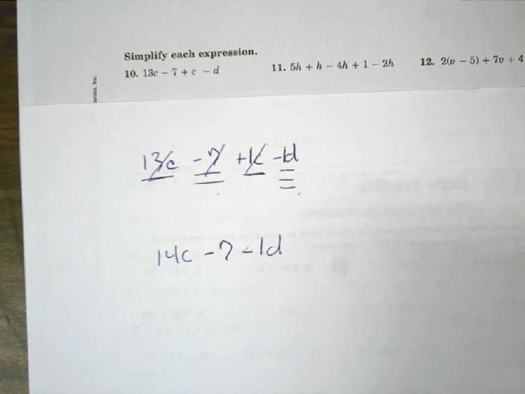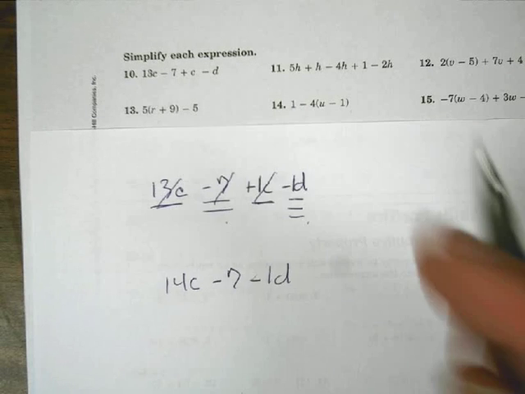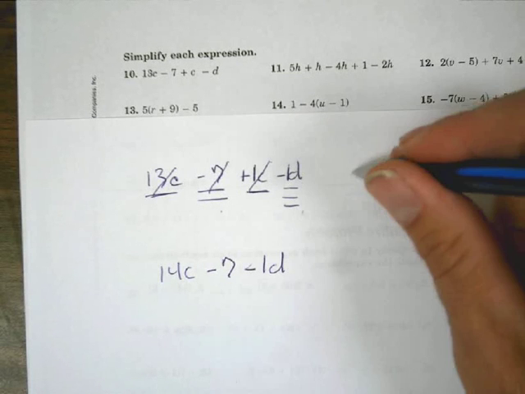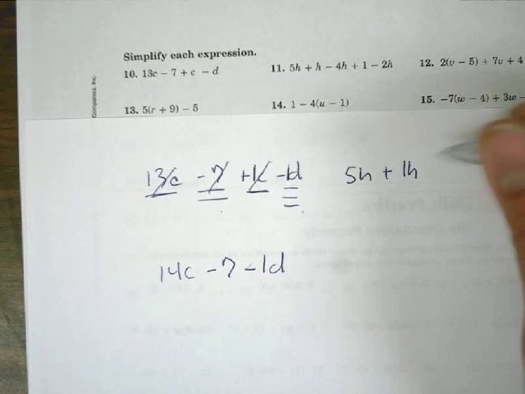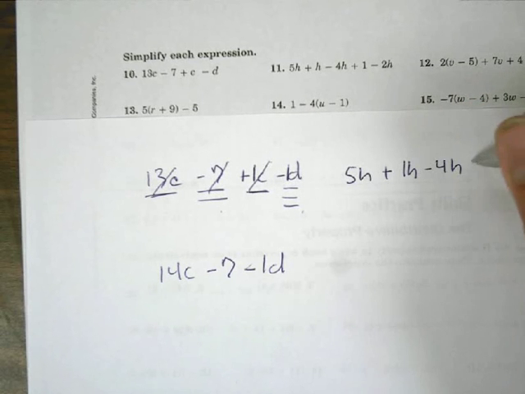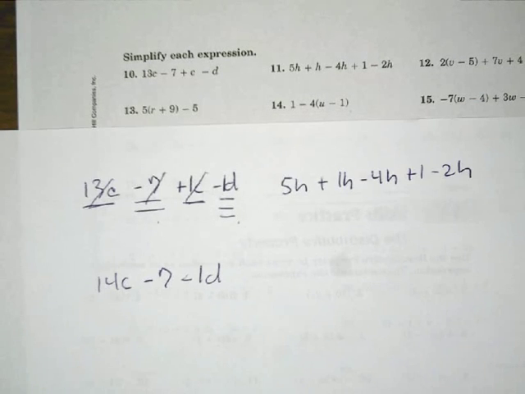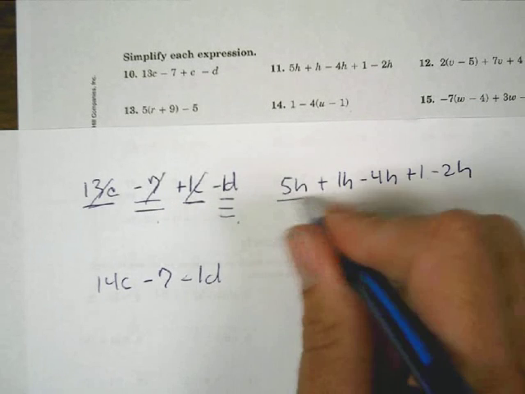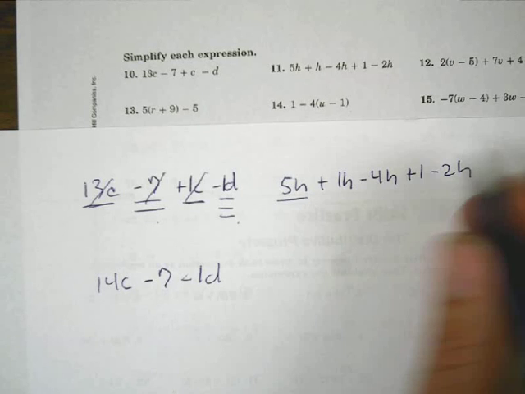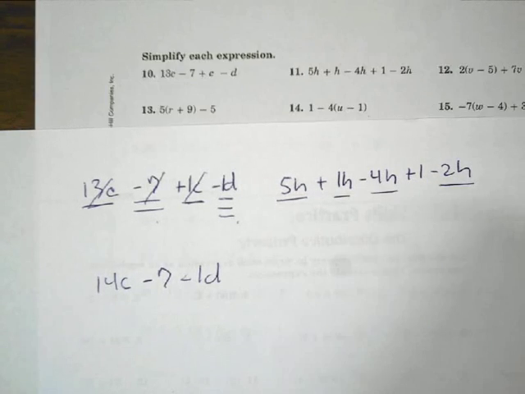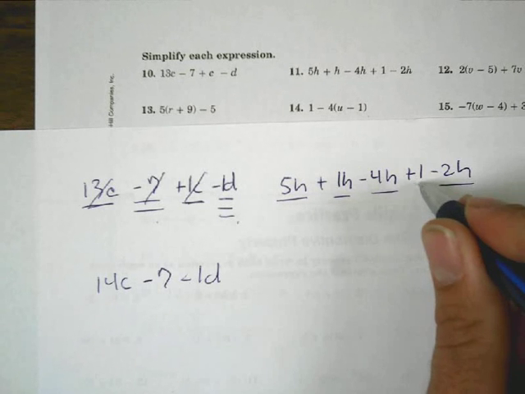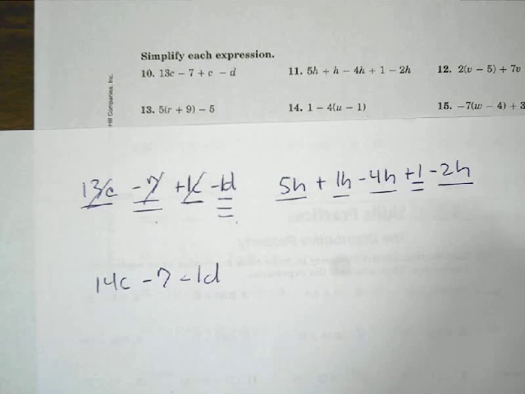If we look at number 11, we have 5h plus 1h minus 4h plus 1 minus 2h. Okay, our first thing is an h, which gets 1 underline. So we underline everything else that has an h. That leaves us with one thing that does not have an h. We'll put 2 underlines underneath it.